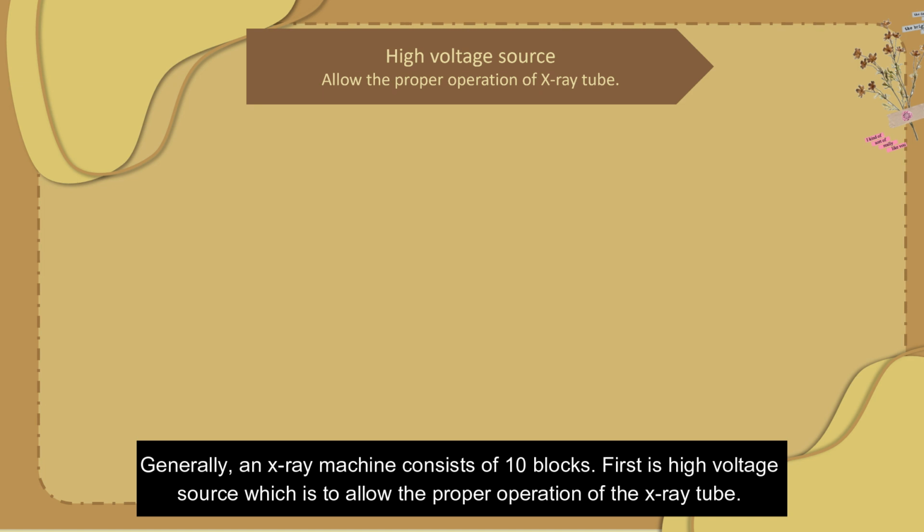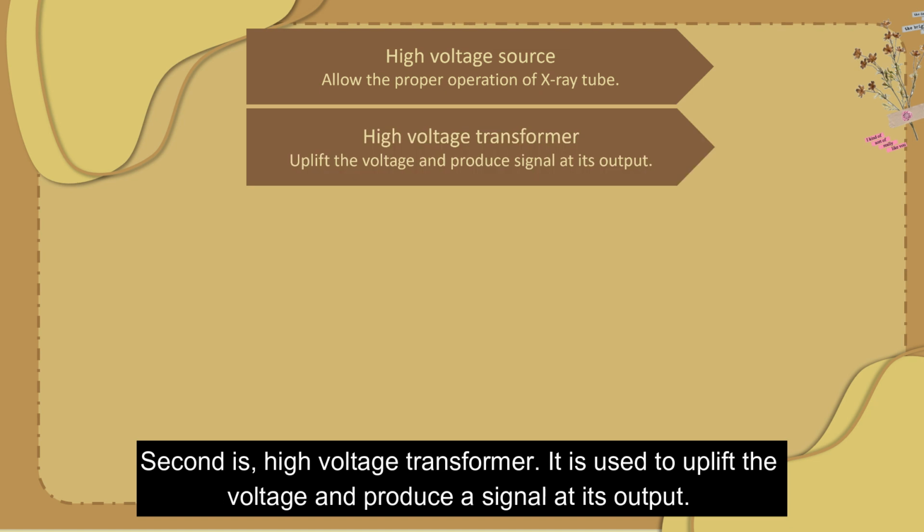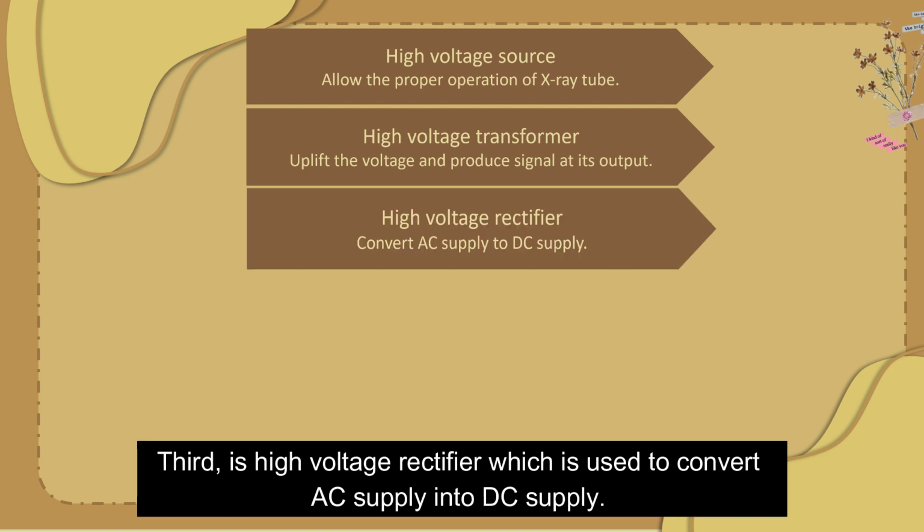Generally, an X-ray machine consists of 10 blocks. First is the high voltage source, which allows the proper operation of the X-ray tube. Second is the high voltage transformer. It is used to uplift the voltage and produce a signal as its output. Third is the high voltage rectifier, which is used to convert AC supply into DC supply.